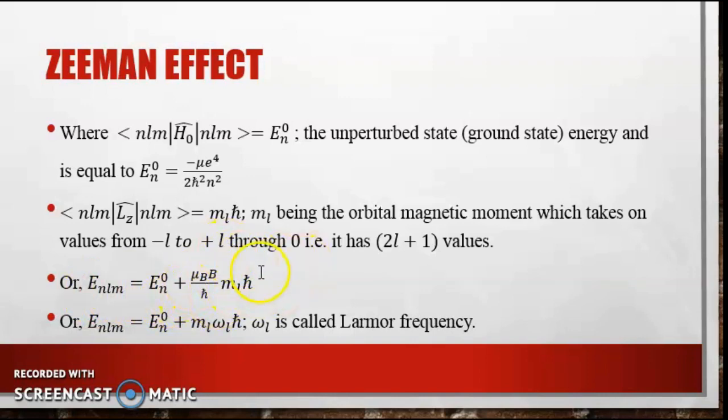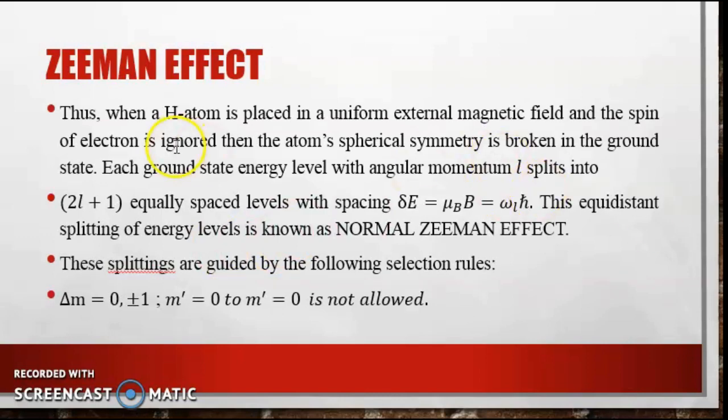So, for a given value of L, since ml has 2L plus 1 values, we have different energy expressions for Enlm, and that was being discussed in our slide here: when the spin of the electron is ignored, the splitting is called the normal Zeeman effect. An important observation here is that when we exclude the spin of the electron in the calculation, we find that the atom's spherical symmetry is broken, and each ground state energy level with a given angular momentum L splits into 2L plus 1.